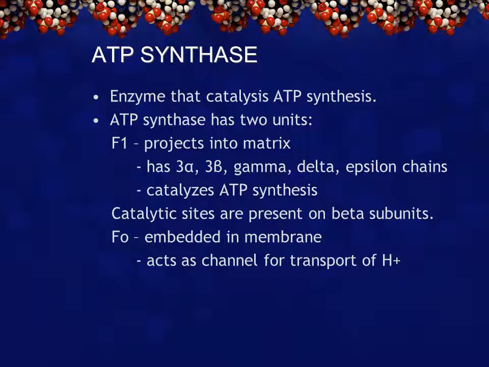Here is the ATP synthase, the enzyme that catalyzes the ATP synthesis. So the ATP synthase has two units: the F1 unit, as I told you, and the F0 unit. The F1 region projects into the matrix and has 3 alpha, 3 beta, gamma, delta, epsilon chains.